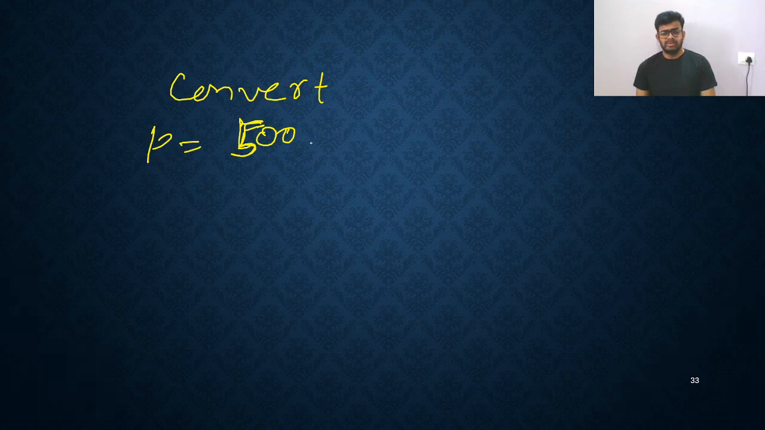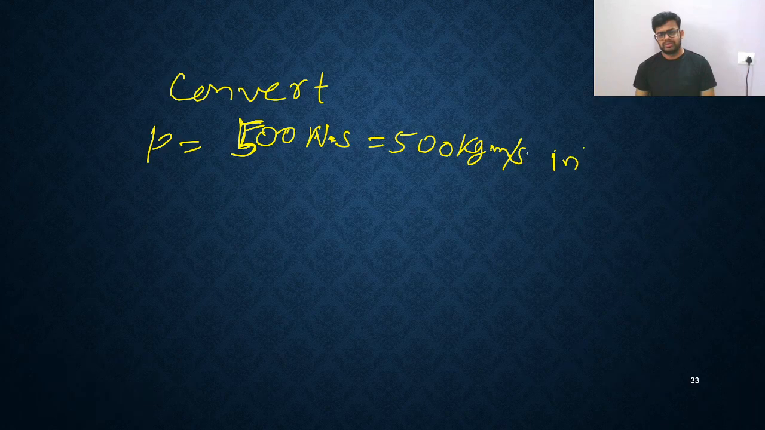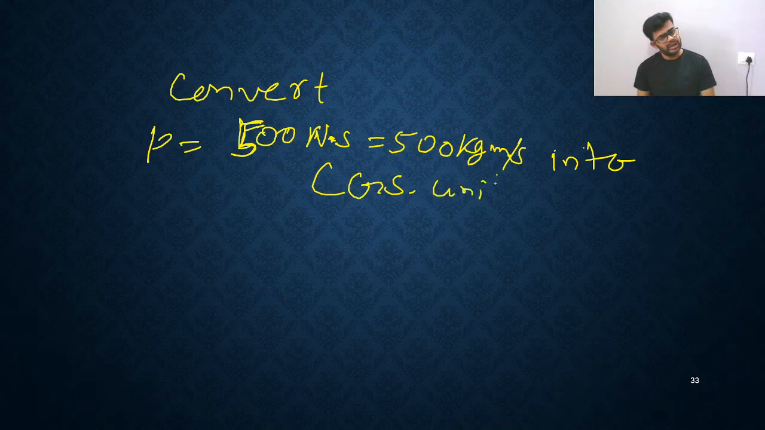Convert, sorry, take 500. Convert 500 momentum. What is the unit of momentum? You remember mass into what? Mass into velocity. So mass into velocity, you can say it is Newton second, or you can write kg meter per second. So you can write it 500 kg meter per second into CGS unit. You need to find the value.